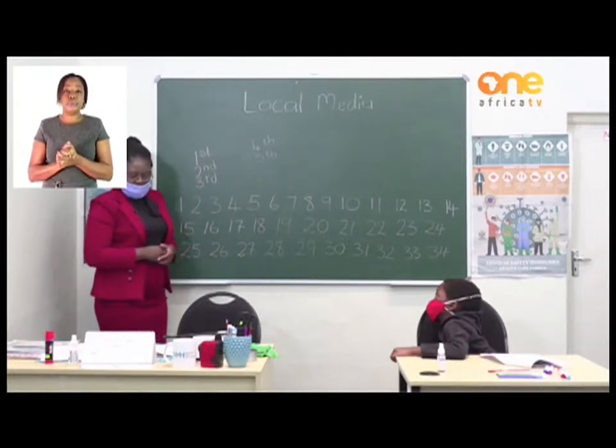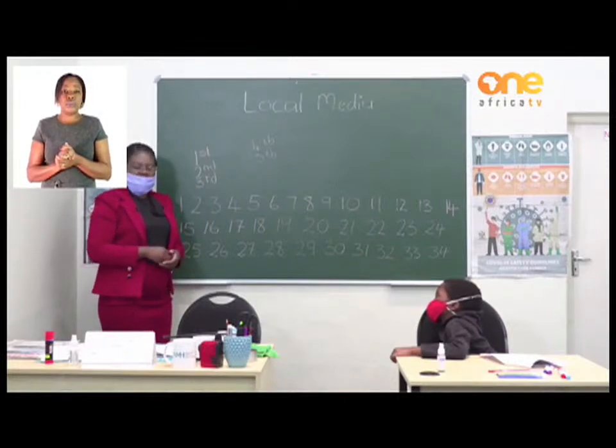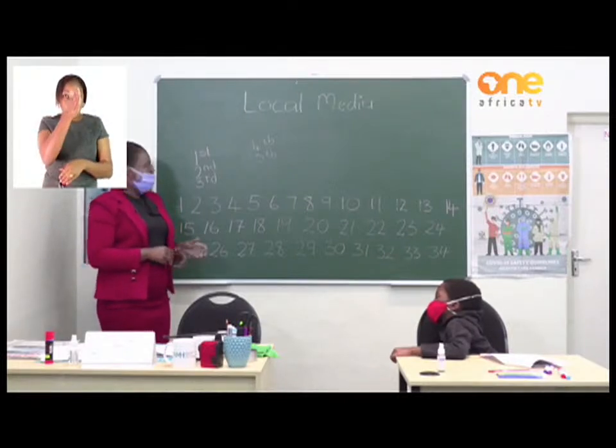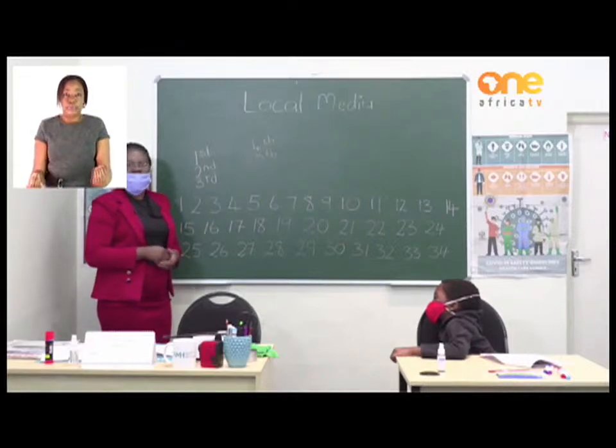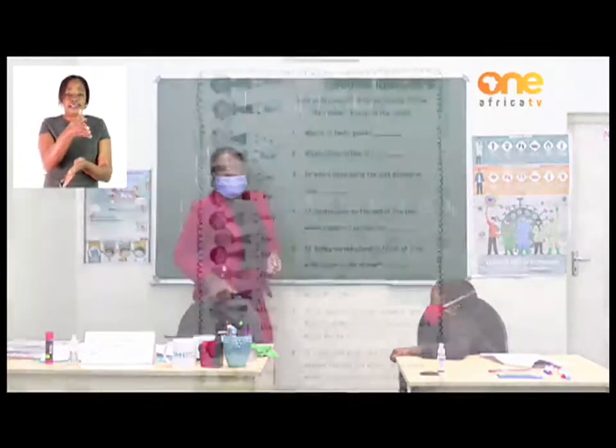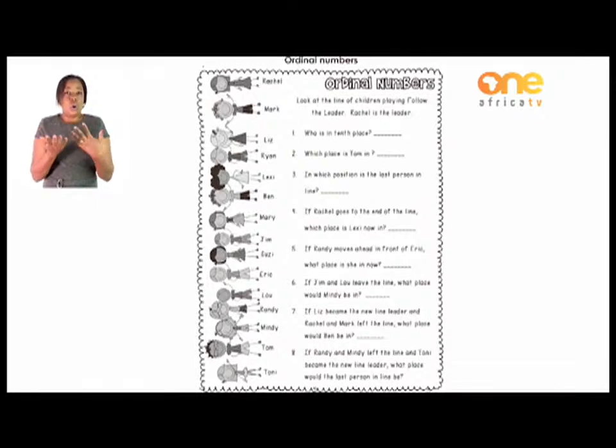So now we're going to look at the kids who are lining up there and check the positions which they are holding as they are standing in that queue. Let's go back to our page 4 and fill in the ordinal numbers in their positions. It says, look at the line of children playing follow the leader. Rachel is the leader. Do you see Rachel? Rachel is the first child.